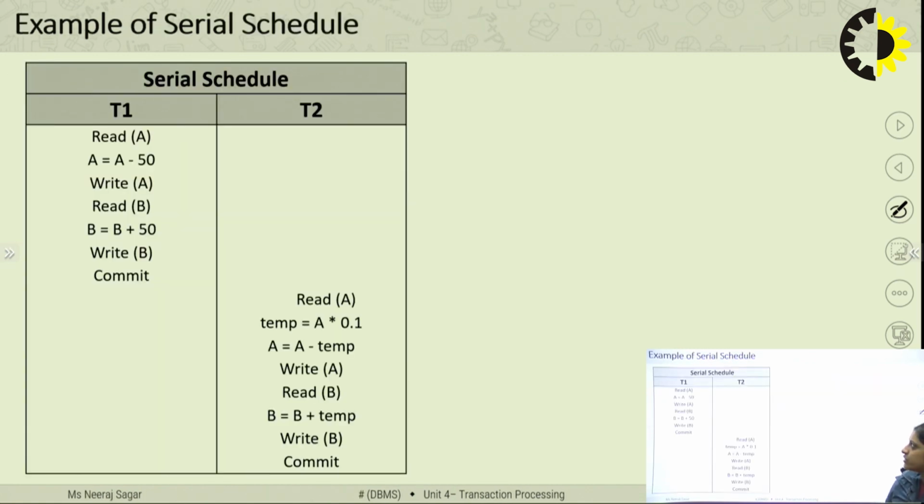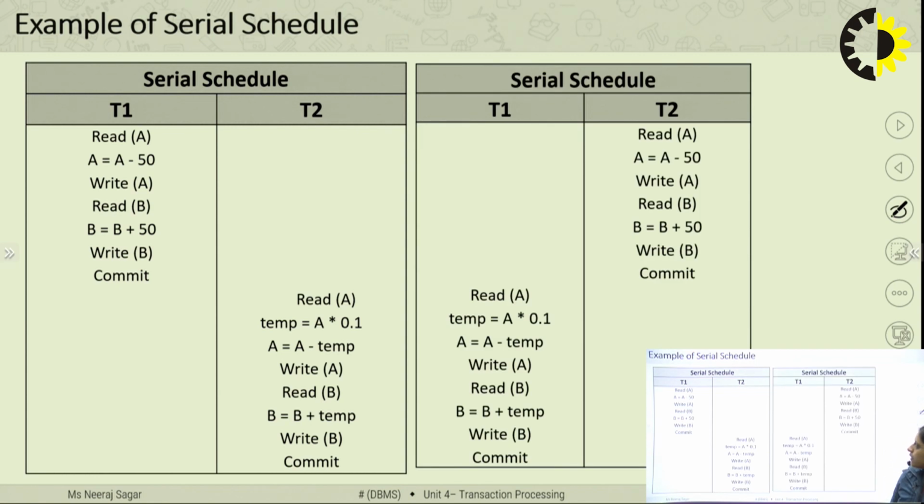Here is an example of a serial schedule. There are two schedules, this is the first one and this is the second one, and each has two transactions, T1 and T2, like the previous one. In this scheduling, first we perform T1 and after that we perform T2. Serial indicates that until and unless one transaction is committed, only after that can we start another transaction, T2.